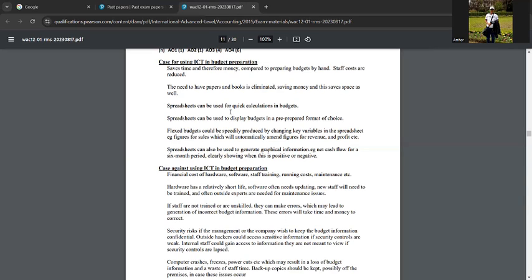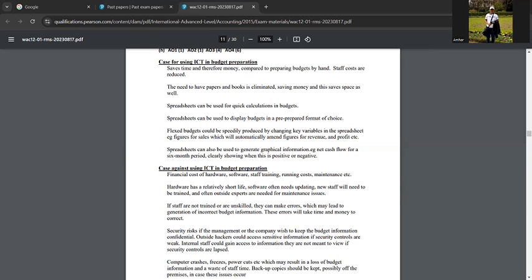And then they are saying spreadsheets can be used for quick calculations in budgets. And spreadsheets can be used to display budgets in a pre-prepared format of choice. So we can use spreadsheets to display budgets in the format that the company wants. And then flexible budgets could be speedily produced, so they can produce faster, by changing the important variables in the spreadsheet. And spreadsheets can be used to generate graphical information also. Okay, so these are the advantages of using ICT in budget preparation.